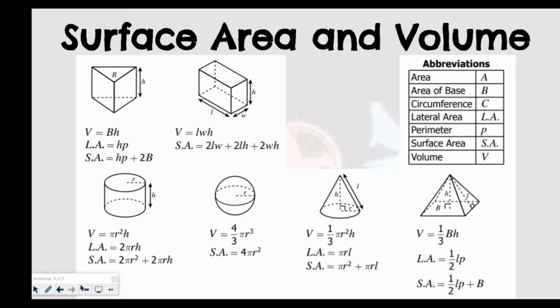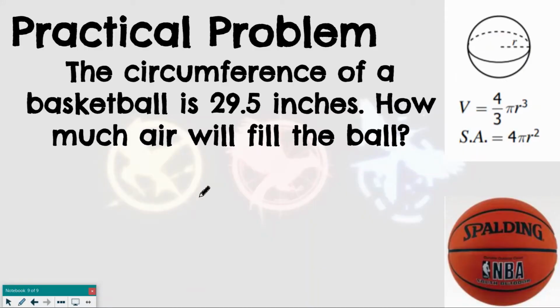Some of them you need to actually think about finding missing sides or missing parts before you actually plug into the equation. So we're going to go over just a series of questions dealing with just cylinders, spheres, and rectangular prisms for now, and then the other three shapes are each going to have their own videos just because there's some intricacies to those that I want to go over in detail. So we're just going to start off by dealing with a practical problem dealing with this basketball or a sphere.